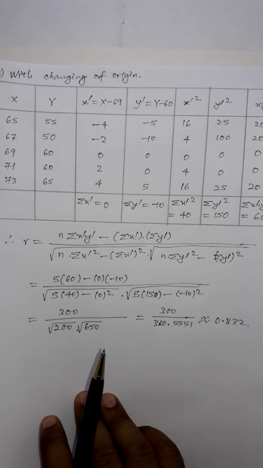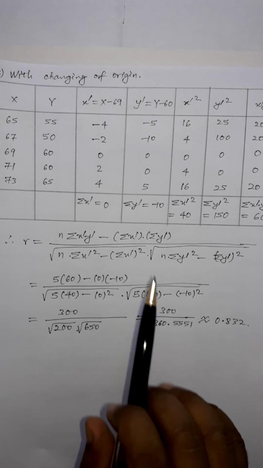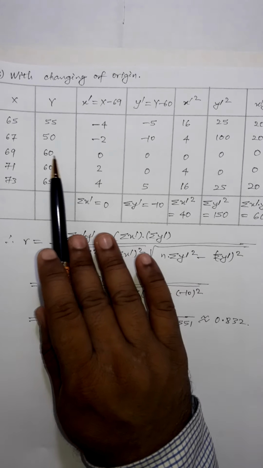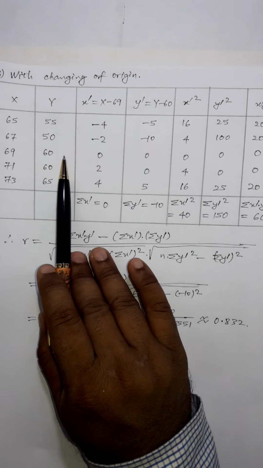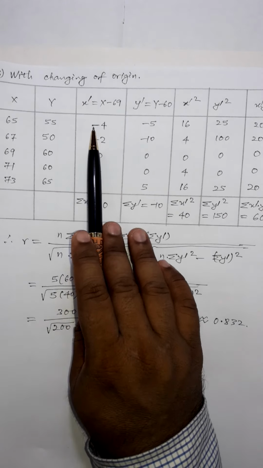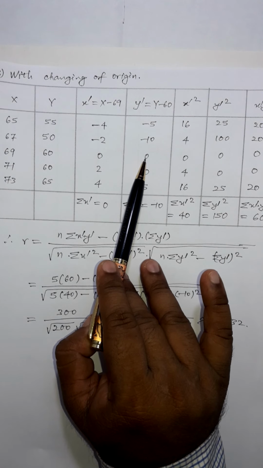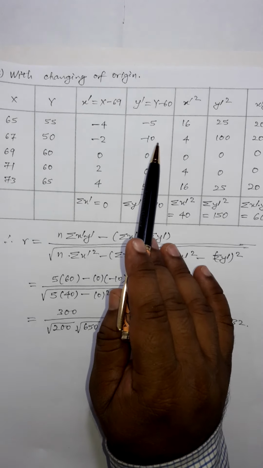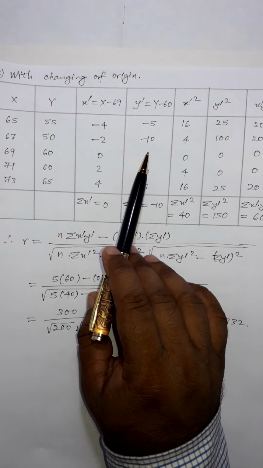Now let's see the third case C, the same problem. If I change both the origin and scale, then what will happen? So there, these first 4 columns will be the same, meaning X and Y data are the same as usual. Deviated data X dash and Y dash will be the same, but I will go further, I will change the scale also. That means I will go for the step deviation method.